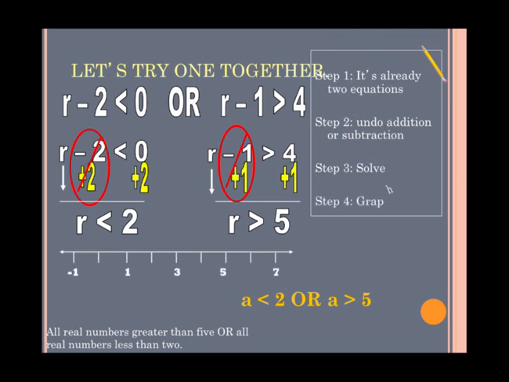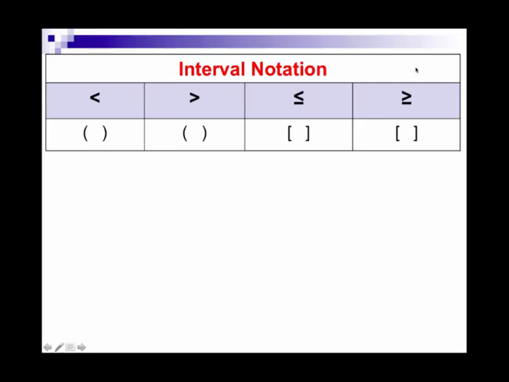So again, to graph it, we have all real numbers greater than 5. We have all real numbers less than 2. And it's an OR statement, so we want everything that's part of that graph. And just a reminder about interval notation. If we have less than or greater than, we're going to use parentheses when we're writing our inequalities or describing our inequalities in interval notation.